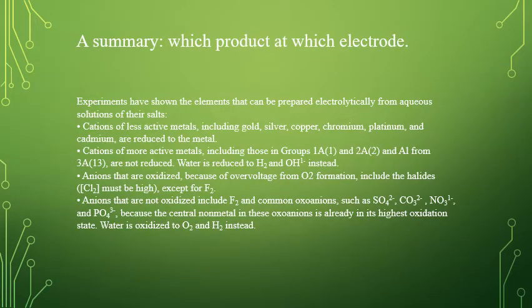So if we just do a quick summary of what product is going to form at the different electrodes, experiments have shown that for elements that can be prepared electrolytically from aqueous solutions of their salts, the cations of the less active metals, including gold, silver, copper, chromium, platinum, and cadmium, are reduced to the metal. The cations of more active metals, including those in group 1A and 2A, and aluminum from group 3A, are not reduced. The water would get reduced to H2 and OH minus instead.